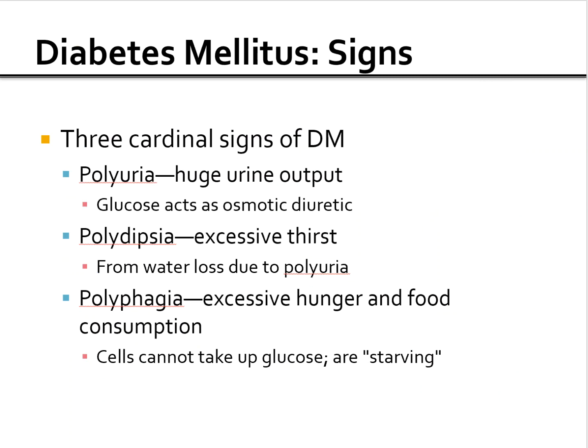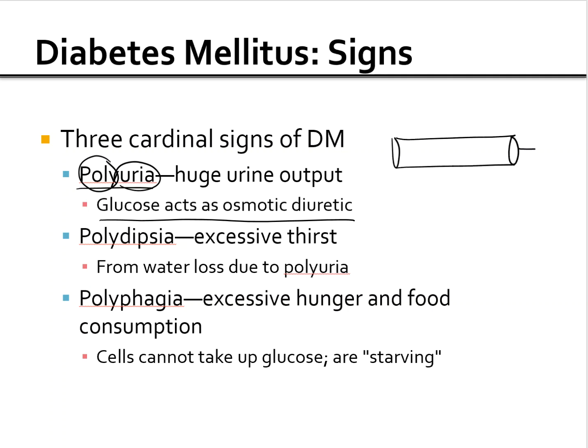Some classic 3 signs that we see with diabetes mellitus. Polyuria, poly meaning many, uria meaning urine. They tend to have a very high urine output, which means they pee a lot. And that is because glucose acts as an osmotic diuretic, which means if this is our kidney tubule, and this is urine output, the presence of glucose in this tubule pulls water in. That's what we mean by an osmotic diuretic.